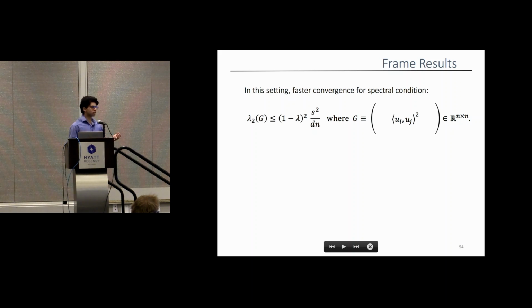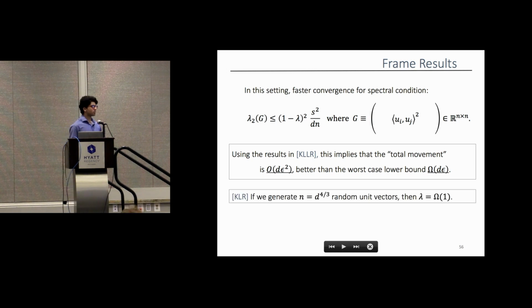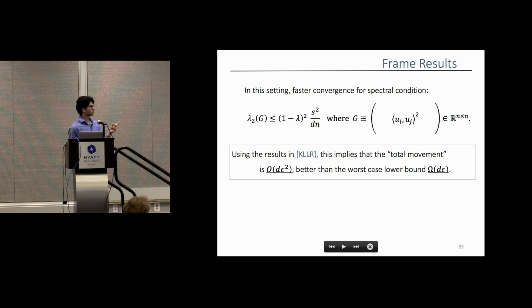It turns out this frame scaling problem is a special case of the operator scaling problem. And in this setting, the spectral gap is actually the spectral gap of this matrix of inner products squared, so the angles. If this matrix has a spectral gap, then we were able to show the total movement is in fact d epsilon squared, so better than the worst-case bound of d epsilon lower bound. So what we just showed was a better analysis for the Paulsen problem.